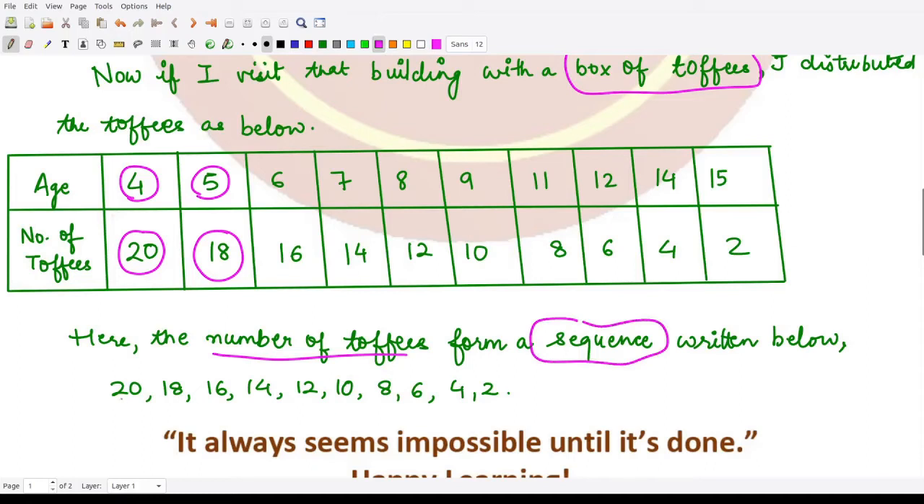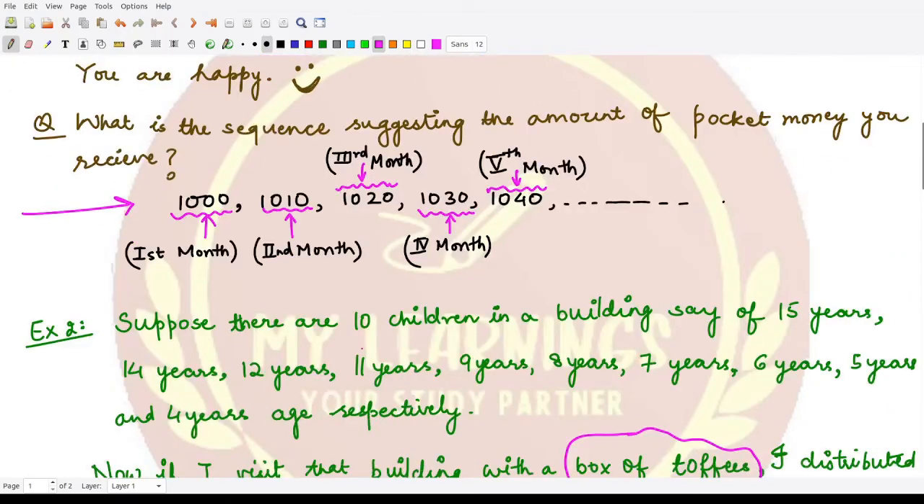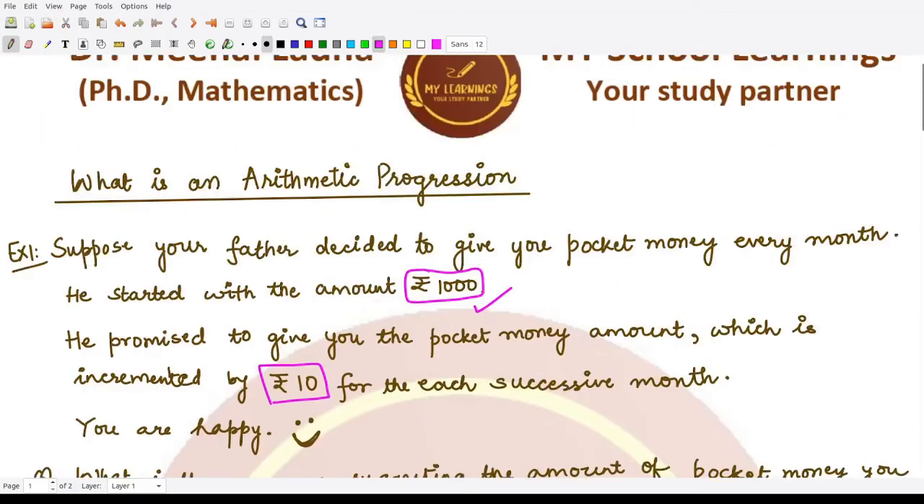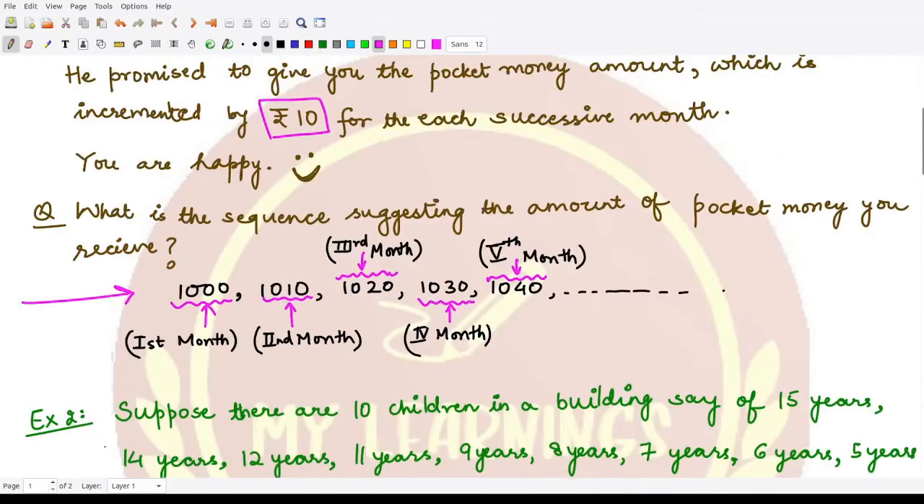Correct? So that means the numbers of toffees form a sequence, and this is the sequence: 20, 18, 16, 14, 12, 10, 8, 6, 4 and 2. Now you see that this is a finite sequence, as you already know. The one above was an infinite sequence, because you would be getting pocket money year after year until you start earning by yourself. Correct? So having seen both of these sequences, do you notice something?